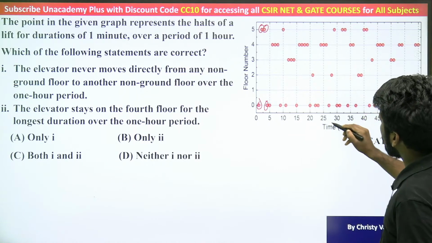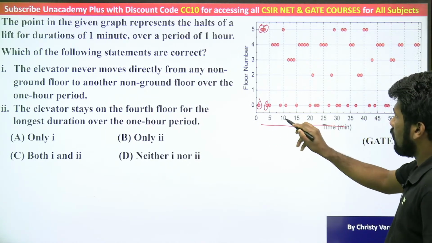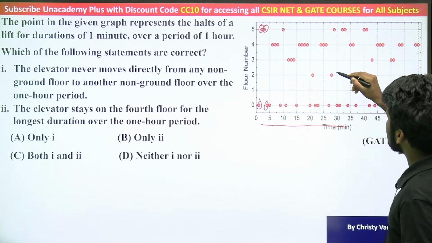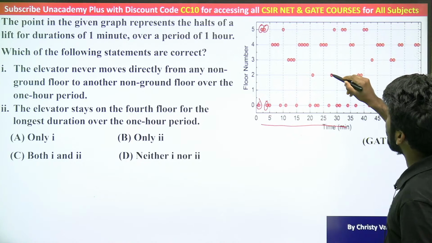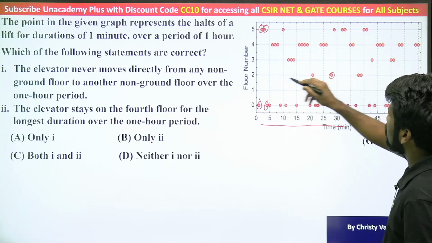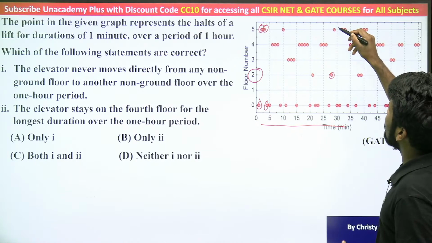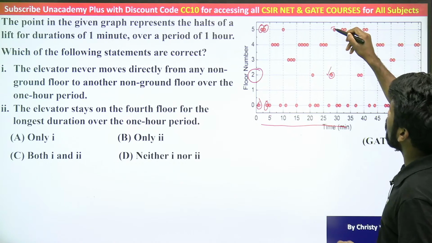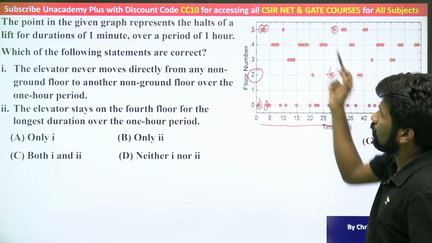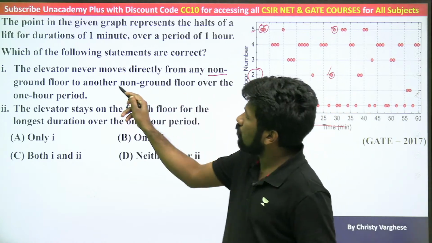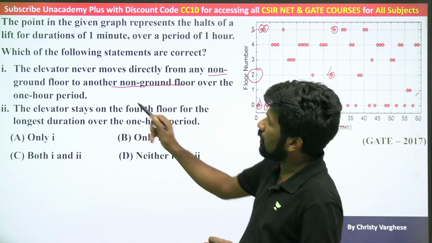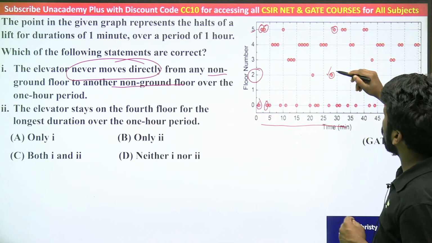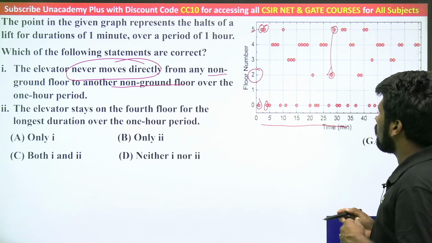Look at this. These are time in minutes: 5th minute, 10th minute, 15th minute, 20th minute, 25th minute. Look at the 27th minute. In the 27th minute it is on the second floor. 28th minute it is on the second floor. 29th minute it is going to the fifth floor. That means non-ground to another non-ground it is moving now, but it is saying never moves directly from non-ground to non-ground. But it is false because here it is moving from non-ground to non-ground.